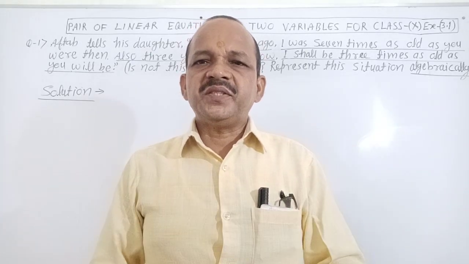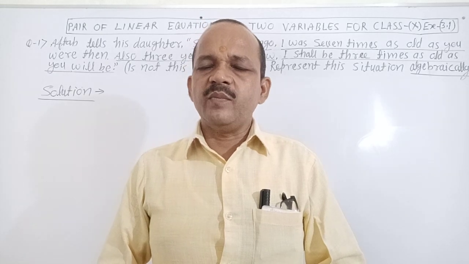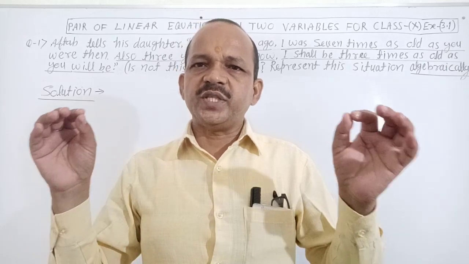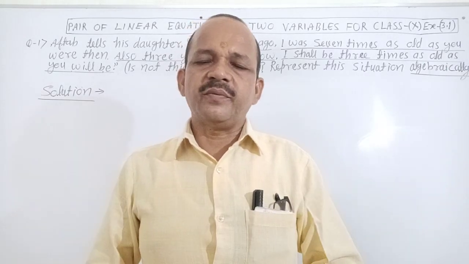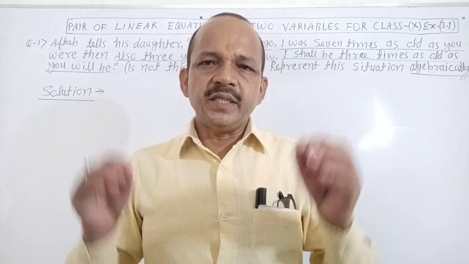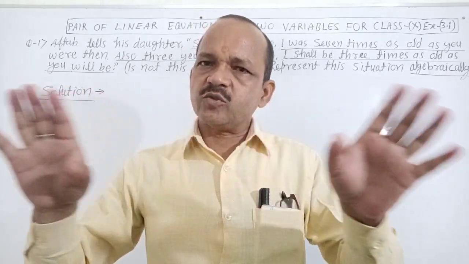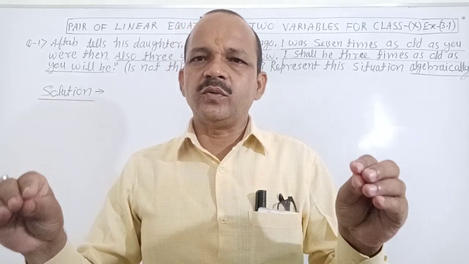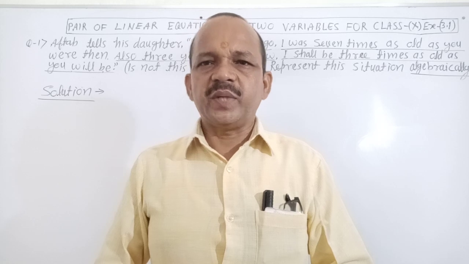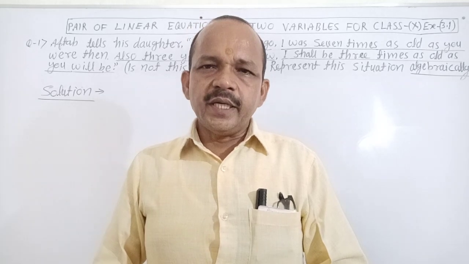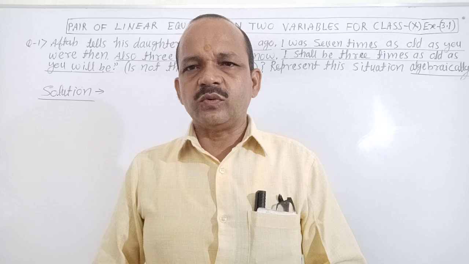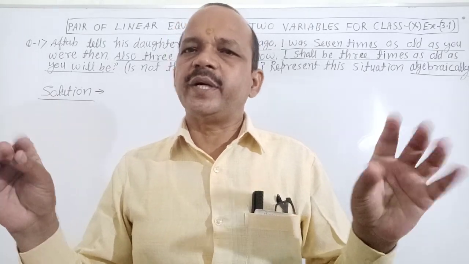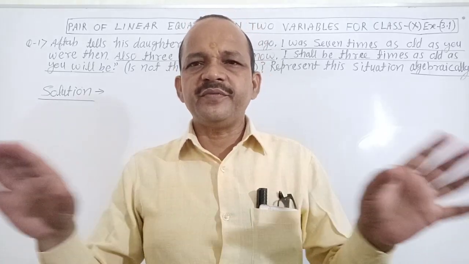Very good. Firstly, I want to describe the form of a pair of linear equations in two variables, because you can ask me what the form of a pair of linear equations in two variables is. It is new for you, so you can ask very easily. The form is a1x plus b1y plus c1 equal to 0 and a2x plus b2y plus c2 equal to 0. It is clear, no confusion about it.